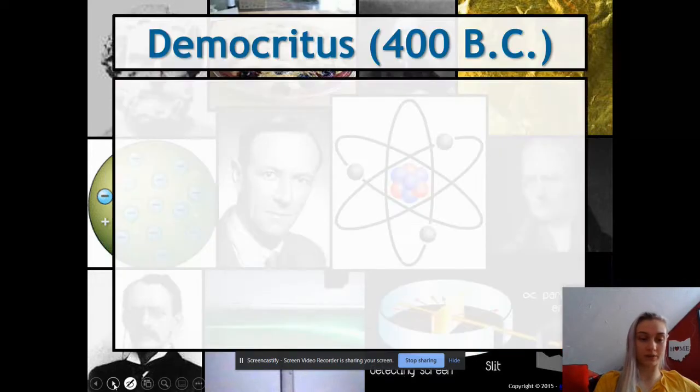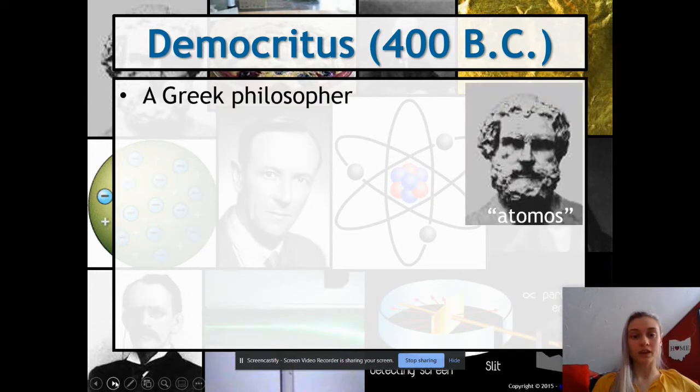Okay, the first person we're going to talk about is Democritus, because we're going to go in chronological order, which means we're going to go in order of the earliest date to the latest date. So we're going to start with Democritus, and this was around 400 BC. So this is a long time ago, way back in Greece. And so he was a Greek philosopher. A philosopher is someone who just thinks. They're not a scientist per se. They just think, and they don't do any experiments or anything, but they just have ideas.